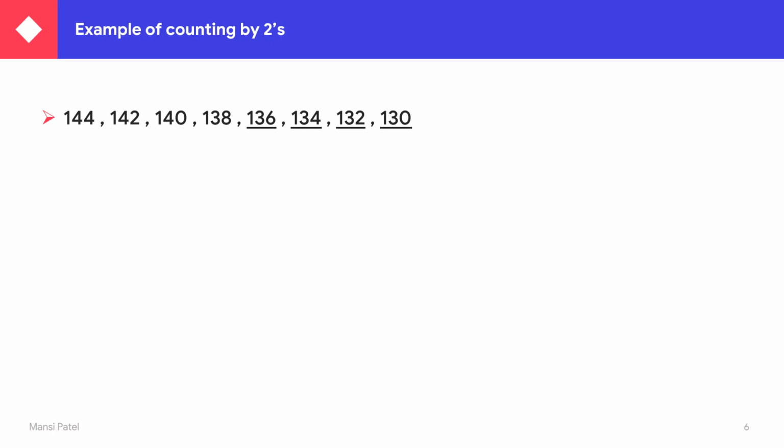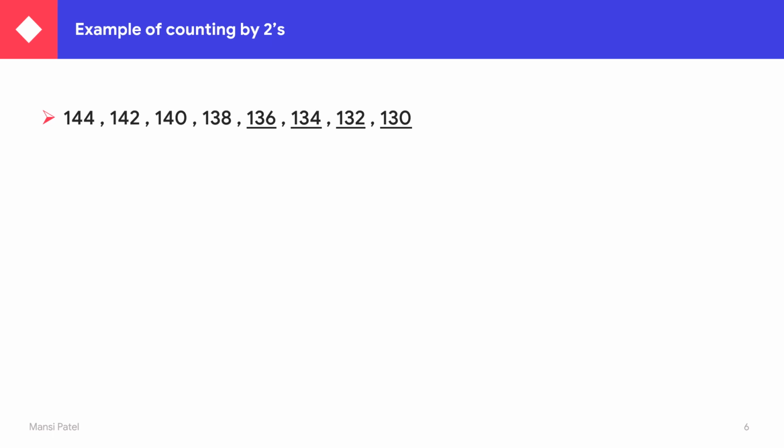From 136 subtract 2. 6 minus 2 is equal to 4. And 13 we have to put as it is. Then again 2 subtract from 134. 4 minus 2, 2. So your answer is 132. And 132 minus 2 is equal to 130.